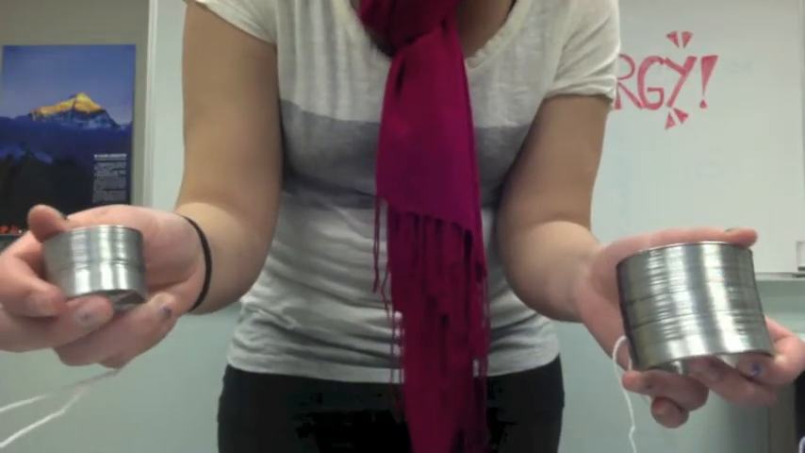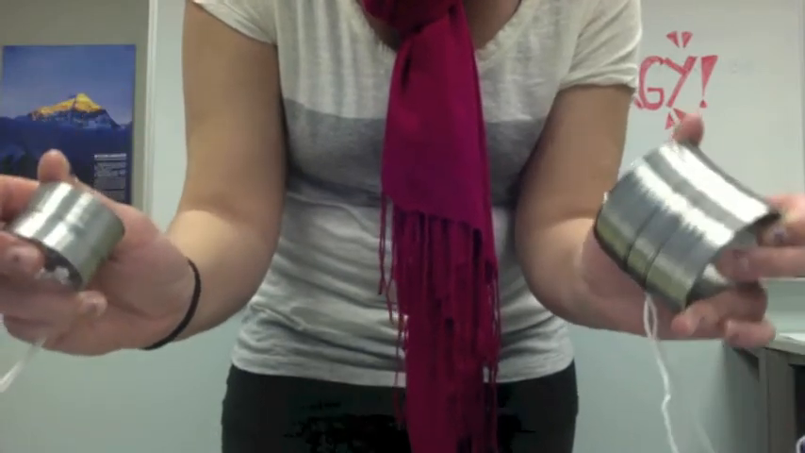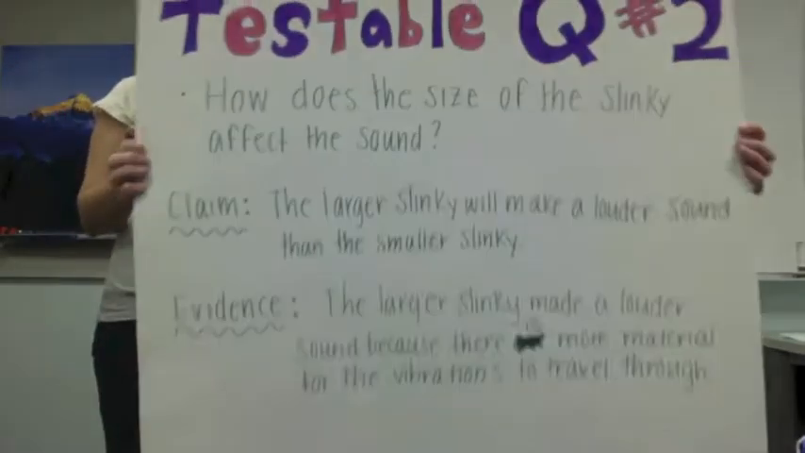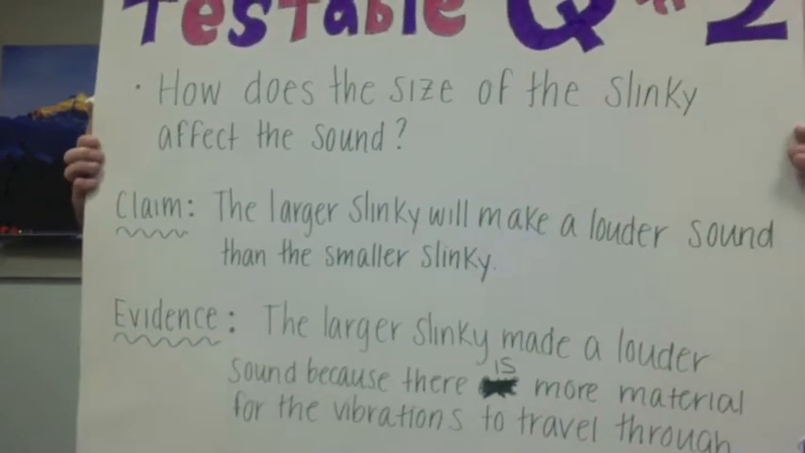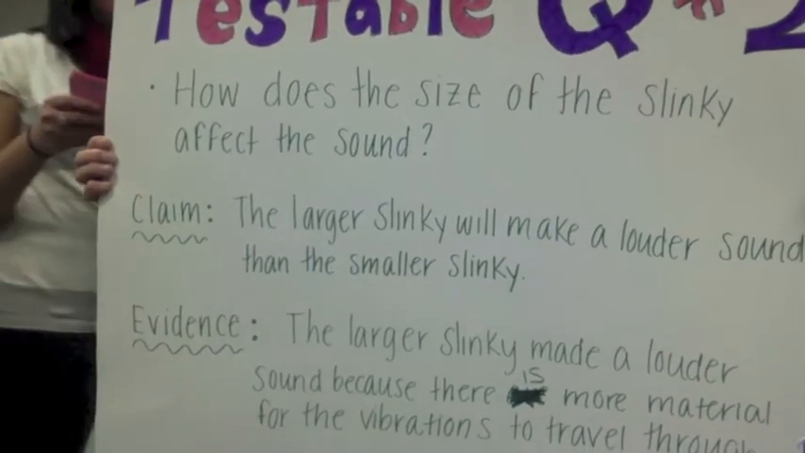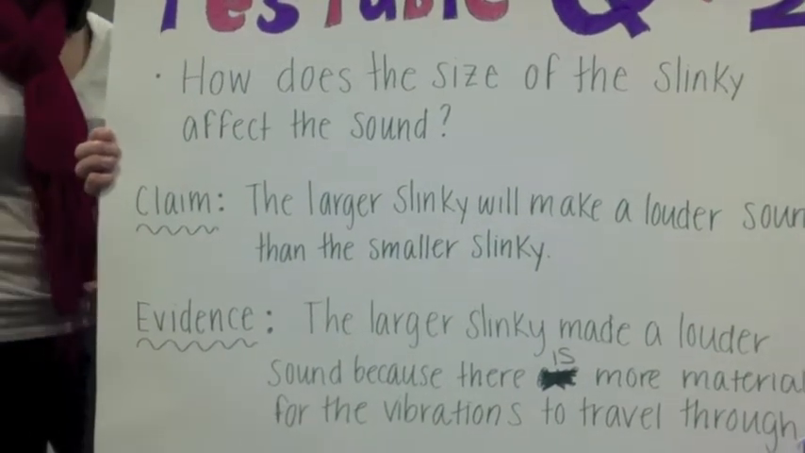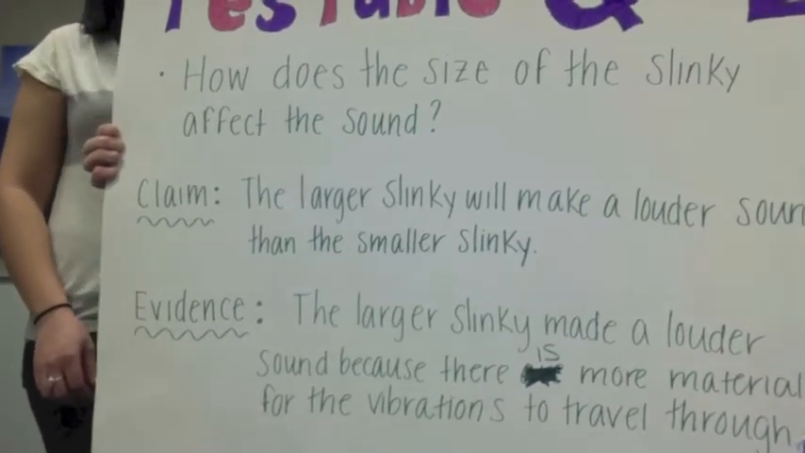Now we are going to use 2 slinkies made of the same material. One is small and one is large. They're both attached to the blue plastic cups like we did before. We were wondering if the size of the slinky affects the sound. Our testable question is, how does the size of the slinky affect the sound? And our claim is the larger slinky will make a louder sound than the smaller slinky.